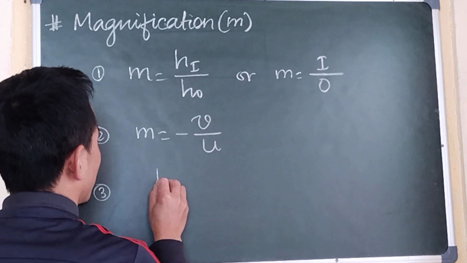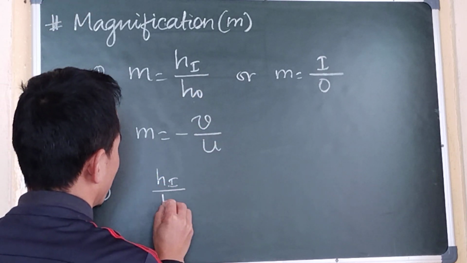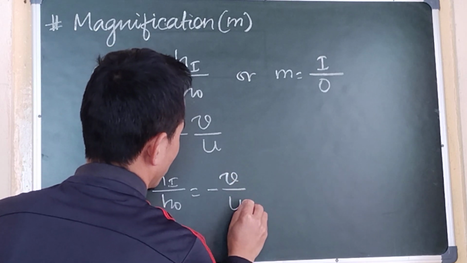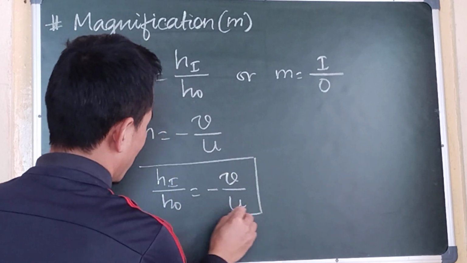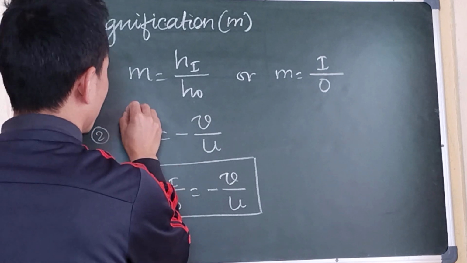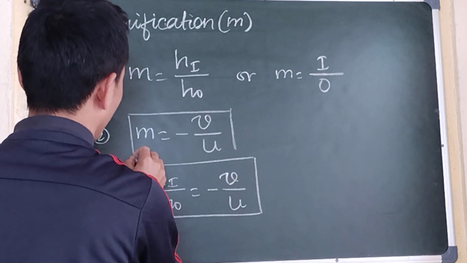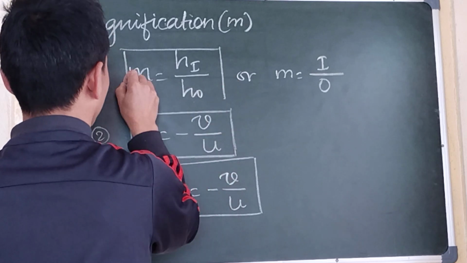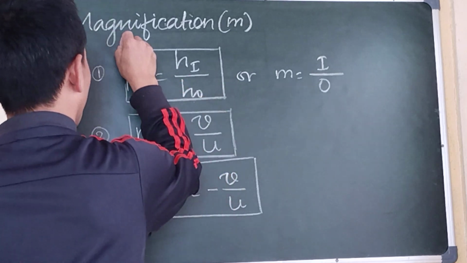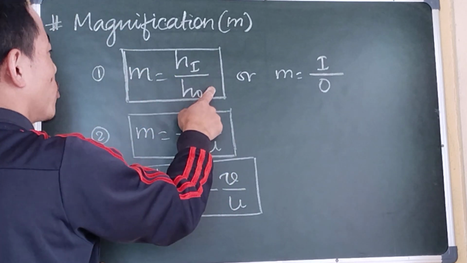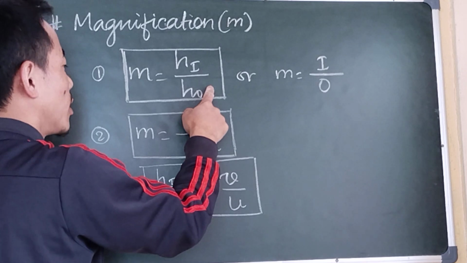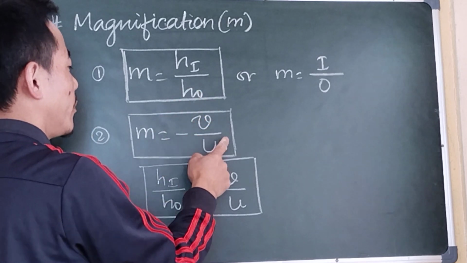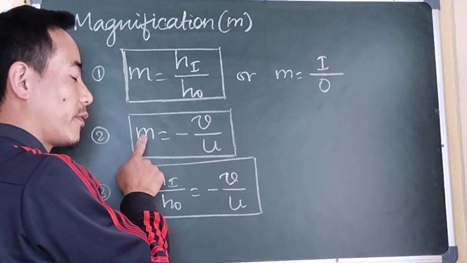So we can write this as HI upon HO is equal to minus V upon U. So these are the three formulas that we need for magnification to solve the numericals. So remember this formula, M is equal to HI by HO, height of the image by height of the object, or if image distance and object distance are given, then the ratio of image distance by object distance is also magnification.